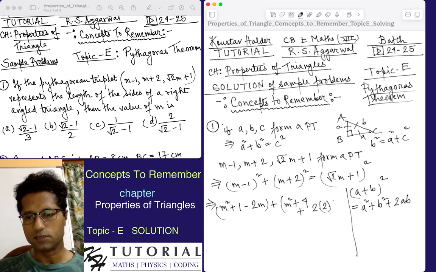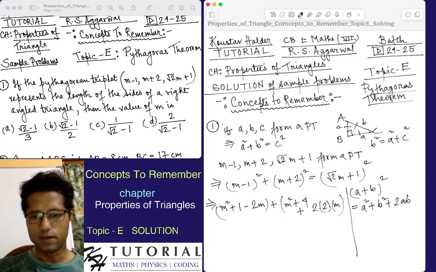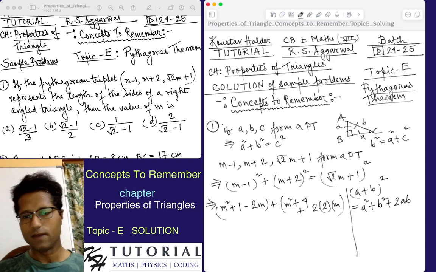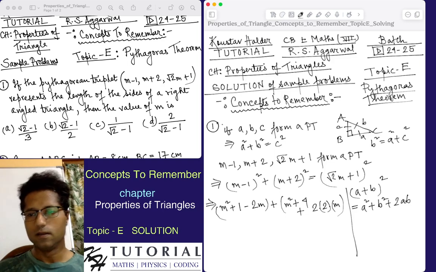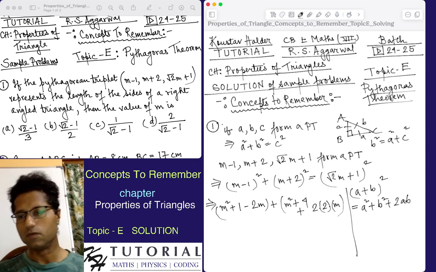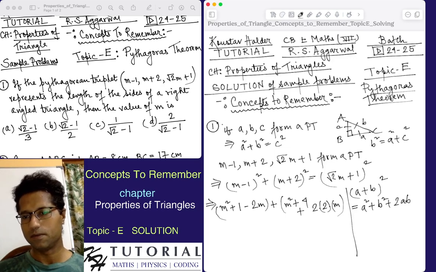So actually this is this, and over here we have 2m. Why? Because 2 into m into 1. The formula is (a + b) whole square is equal to a square plus b square, the square of the first term. I am referring to a as the first term and b as the second term. So the formula is a square plus b square plus twice ab.